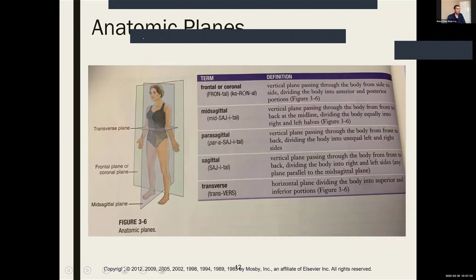And then here's the information out of the text. I think it's on page 68. Nope, went too far. Okay, I'm not seeing it. There it is, 72, a little bit further in the book than I expected it to be. But it's giving you the definitions for those things. But essentially, if you remember top to bottom, left to right, front to back, that's going to help you with those.